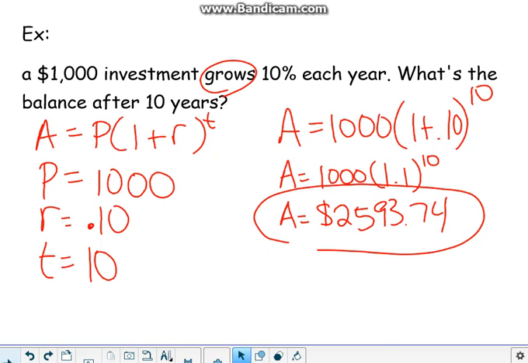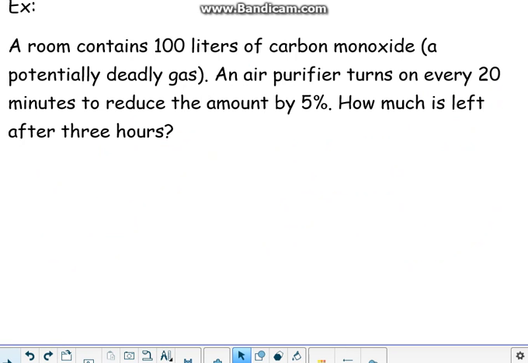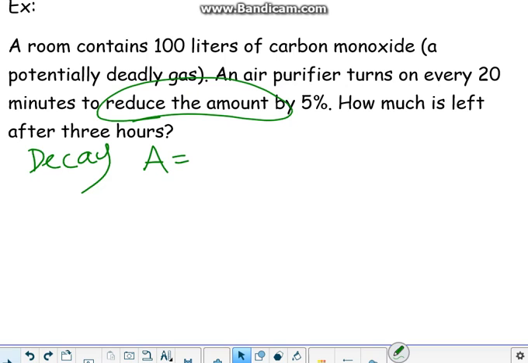Okay, let's take a look at another example. A room contains 100 liters of carbon monoxide, which is a potentially deadly gas. Now, an air purifier turns on every 20 minutes to reduce this amount by 5%. How much is left after 3 hours? So let's see what we have here. The thing I recognize is I'm reducing, so that makes it a decay problem, which means I'm going to use the same formula, except instead of adding R, I'm going to subtract R.